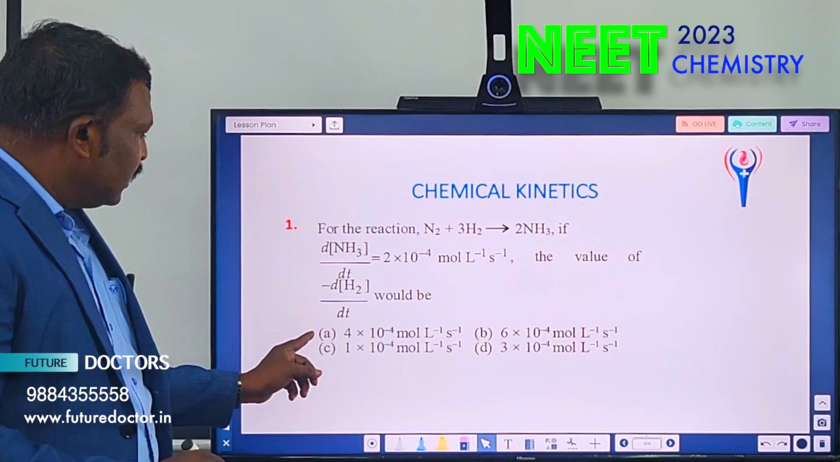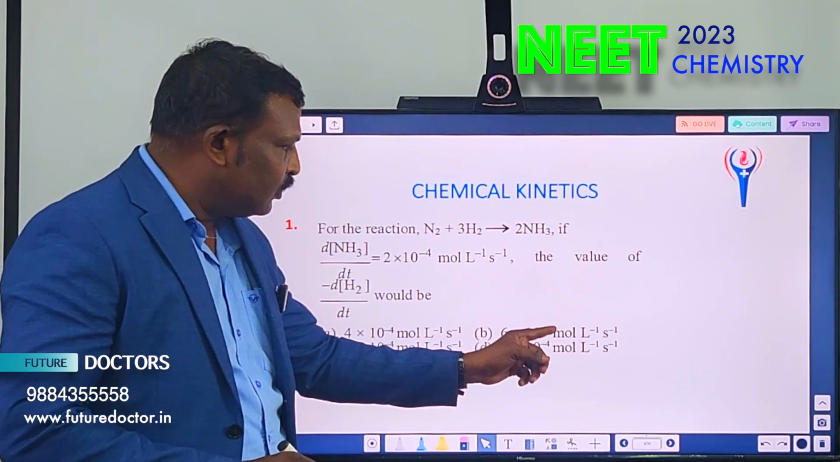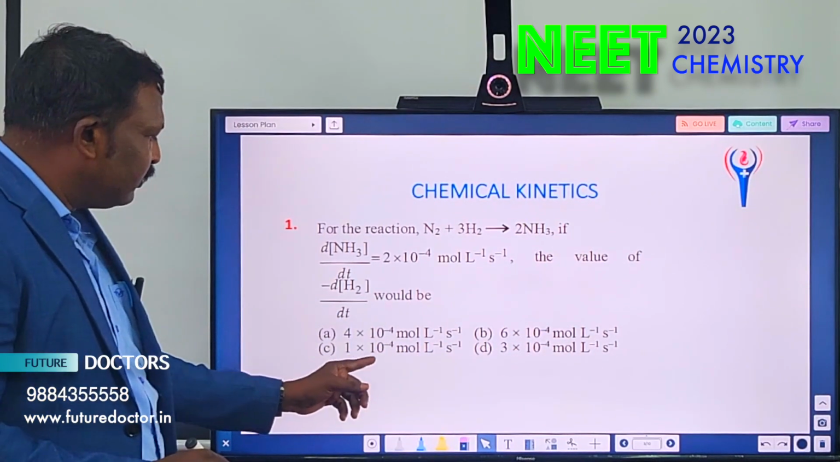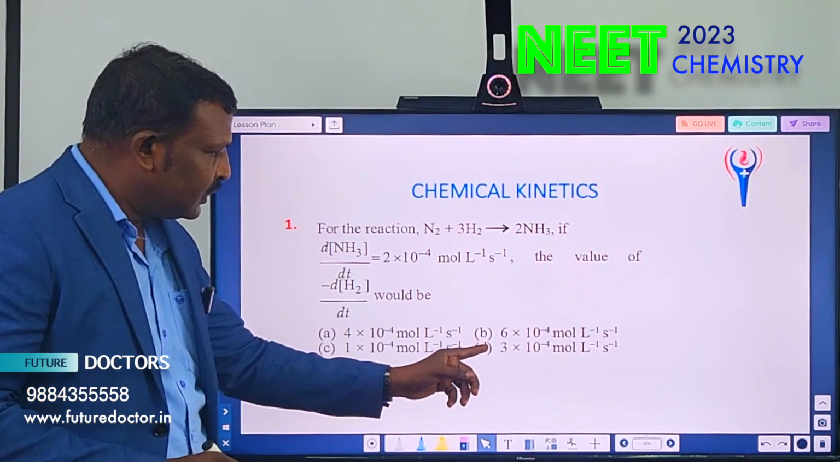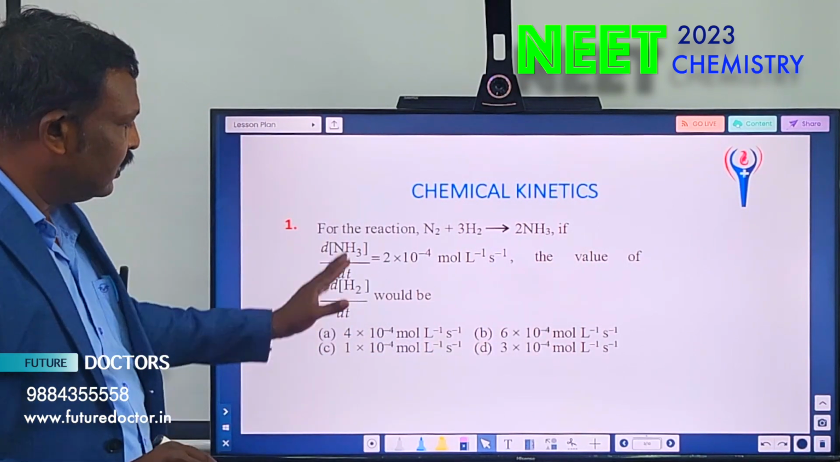See the options. Option A, 4 into 10 power minus 4 mole per liter per second. Option B, 6 into 10 power minus 4 mole per liter per second. Option C, 1 into 10 power minus 4 mole per liter per second. Option D, 3 into 10 power minus 4 mole per liter per second. So you should know how to write the rate of reaction, then only you can solve this sum.